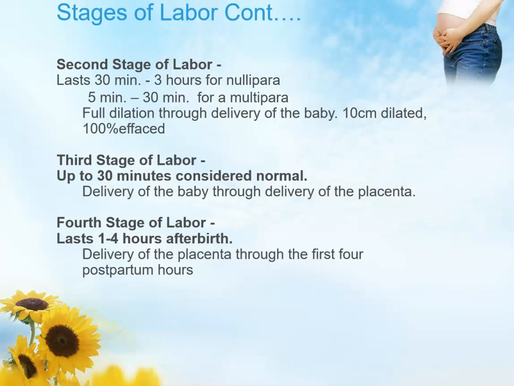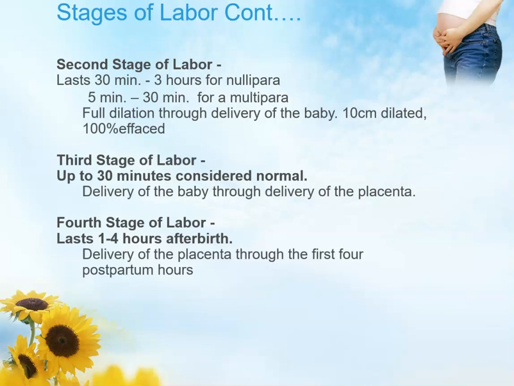Okay. All right, the third stage can last up to 30 minutes, and it's considered normal. And this is the delivery of the baby through the delivery of the placenta. We never yank or pull that placenta out. If the baby comes out and the placenta is still in there, the body has to contract that placenta out. And it contracts, and the placenta should spontaneously slip out, okay? You might see the doctor tugging on it just to kind of tease it, to see if it'll push out, okay?